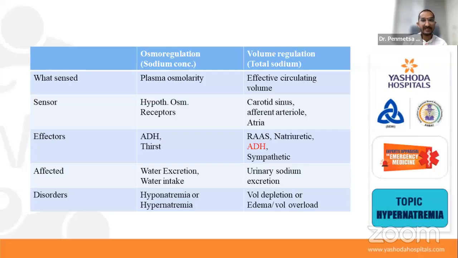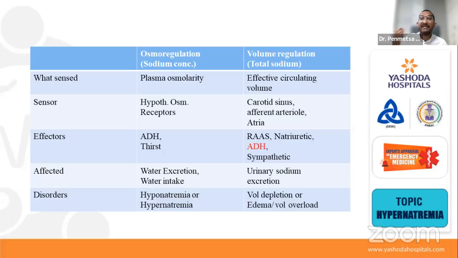So whether a patient gets edematous or volume depleted, this is sensed by the carotid sinus, and this system is totally driven by your renin-angiotensin system. One compartment doesn't go into the other, and for a given patient, both these compartments might be active at the same time.